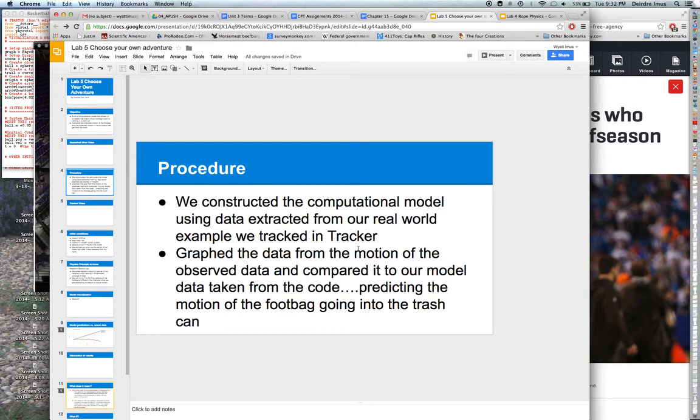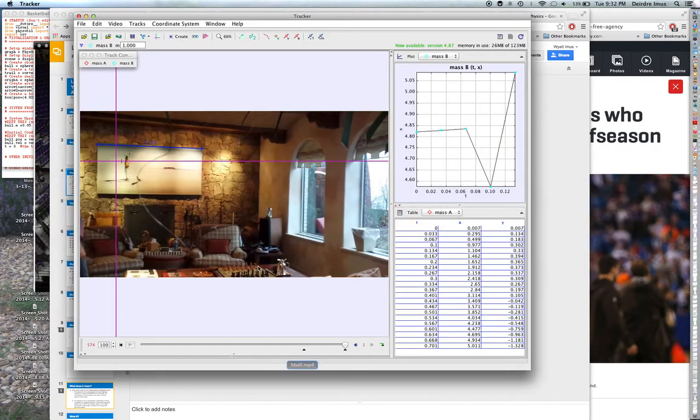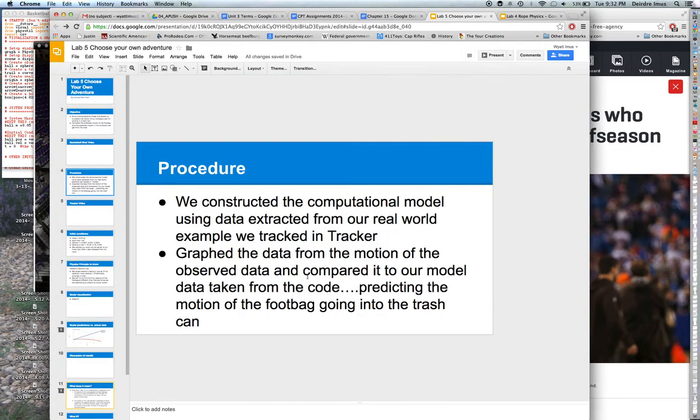We constructed the computational model using data extracted from our real-world example. We tracked in Tracker, as you just saw, and we graphed the data from the motion of the observed data and compared it to our model data taken from the code, predicting the motion of the footbag going into the trash can.